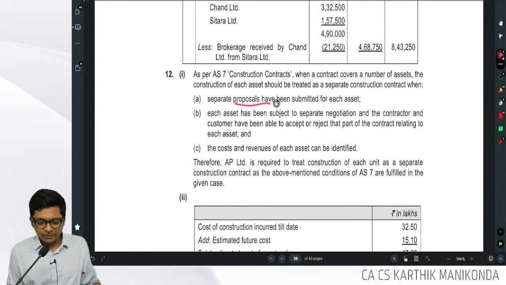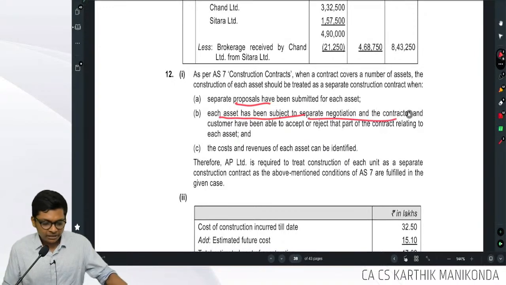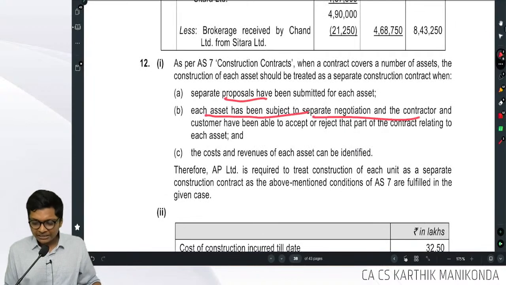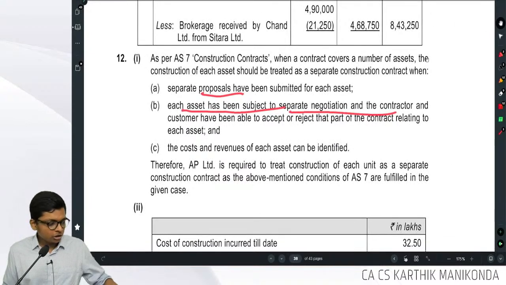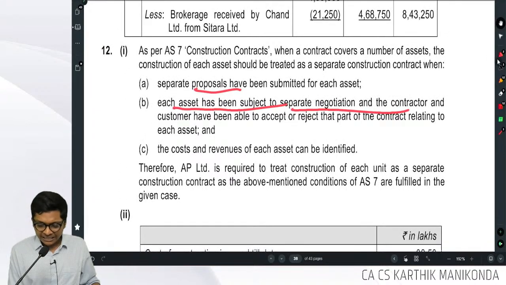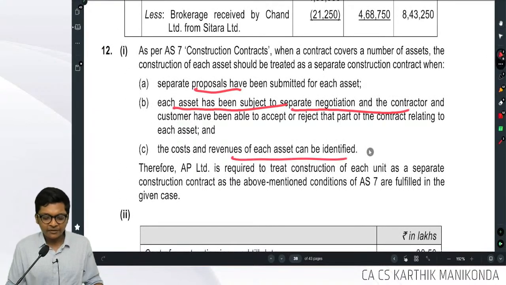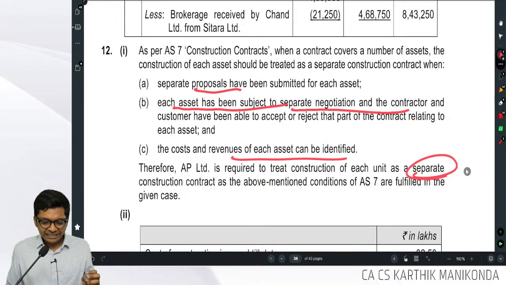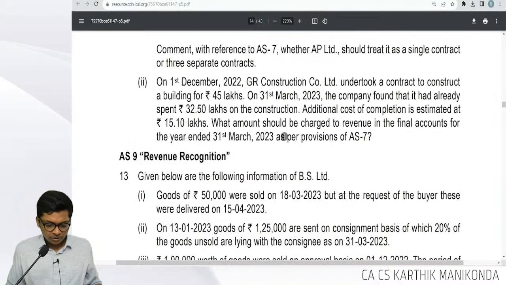Separate proposal has been made. Each asset is subject to separate negotiation and therefore the cost and revenue of each asset is identified separately. Therefore, this will be segmentation. It's going to be separate. We call it as segmentation of contracts. Fine. Second question. Small question.